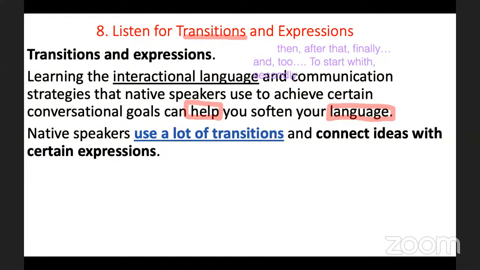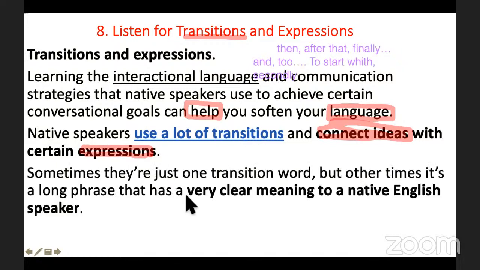But it's important that we use them. It doesn't matter which type of transitions we use, but it's important that we use them to, what? To connect ideas. No, that's the main point of transitions, no? To connect ideas with certain expressions, whatever we're talking about. So it's very, very important because native speakers use them all the time. And sometimes they could be short transitions, and sometimes they can be long phrases that have a very clear meaning to a native speaker.